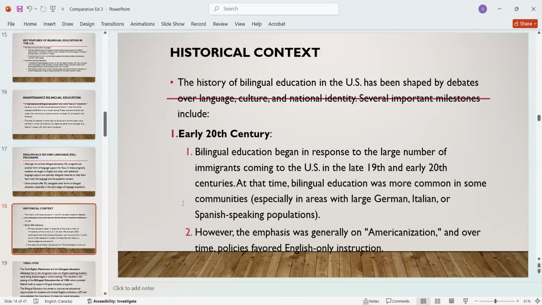Especially in areas with large German, Italian, or Spanish-speaking populations, if these people are coming to the US, right? So they are using a bilingual policy. However, the emphasis was generally on Americanization, and over time, policies favored English-only instruction. So why are people migrating and preferring the UK, Australia, and the US? Because the medium of instruction is English.